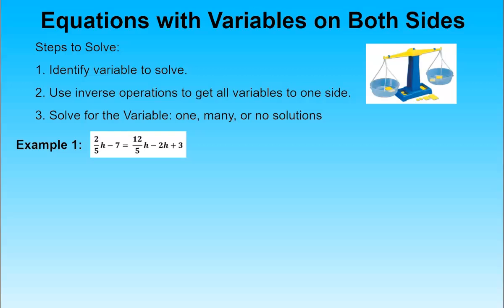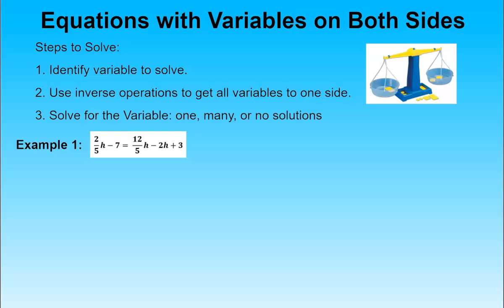In this video, we're going to work on equations with variables on both sides. Again, there are going to be some steps that we should be following. Step one, we need to identify the variable to solve for. Step two, we're going to use inverse operations to get all variables to one side. And then once we have all that and we solved it, there are three possibilities you can have as answers.